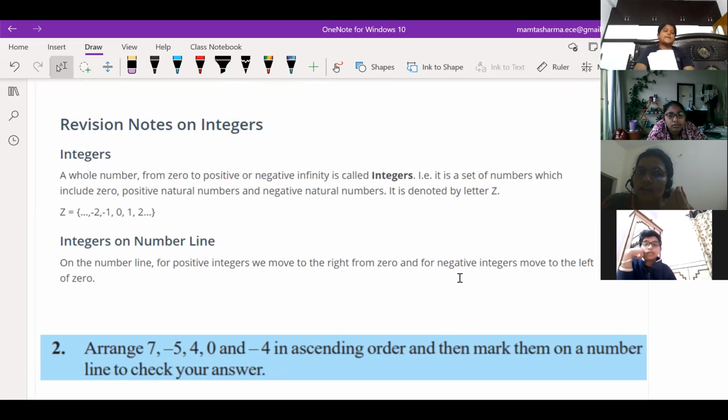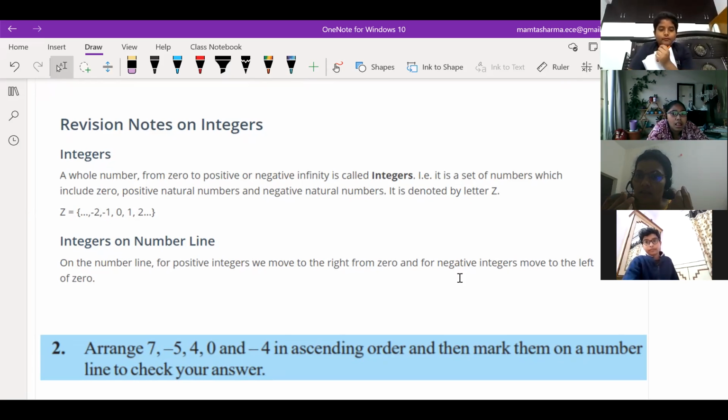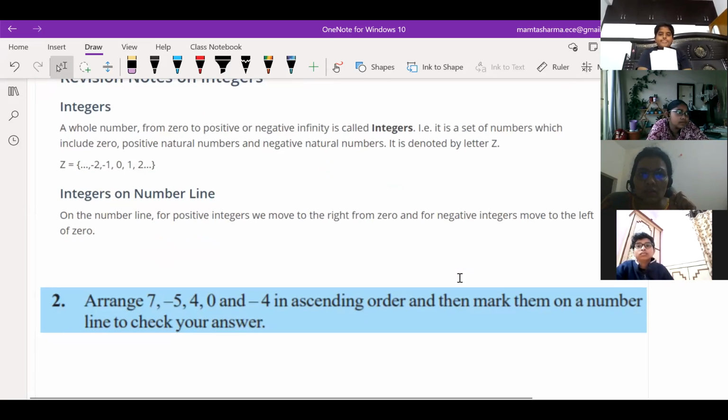It is because 0 is in the middle of the number line, with positive numbers on the right side and negative numbers on the left side. Z is the first letter of the word Zahlen, and it is a German word which means numbers. So don't forget, if Z is written anywhere, it represents integers.